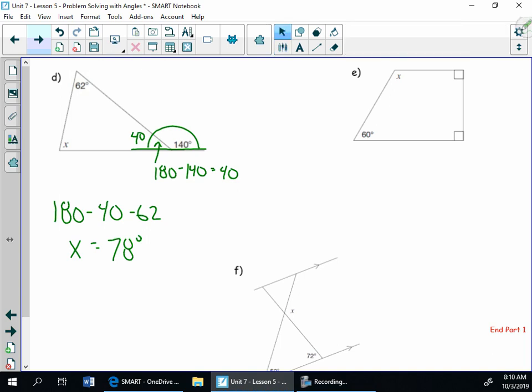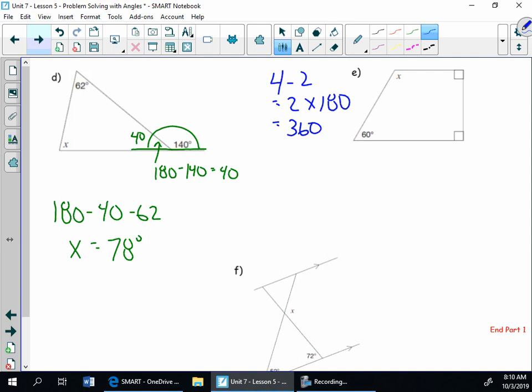And if I look at E, I've got a multi-sided shape. 1, 2, 3, 4. I'm not going to put dashes on them because they're not actually the same size. Let's get rid of those dashes. 4 sides. 4 take away 2 is 2. Times 180 makes 360. Okay, the whole thing has to be 360.